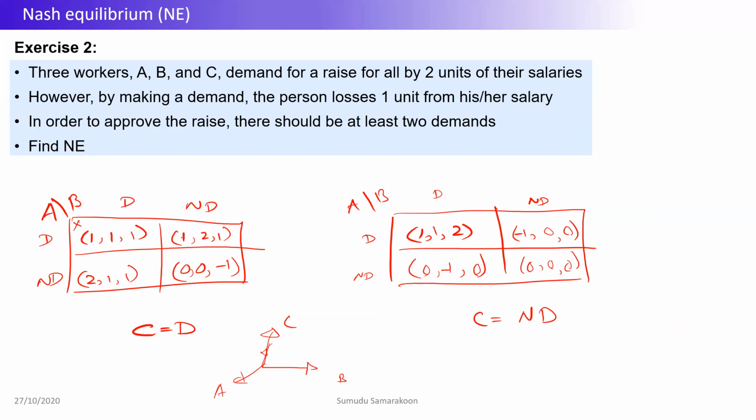So if somebody is here, A is not going to change anything. B is not going to change anything. Let's see. Okay, that is okay. This matches with this one. C is not going to change anything. So this one seems to be a Nash equilibrium. Now if you go here, A doesn't want to change. B, no. C, no. This is a good one.